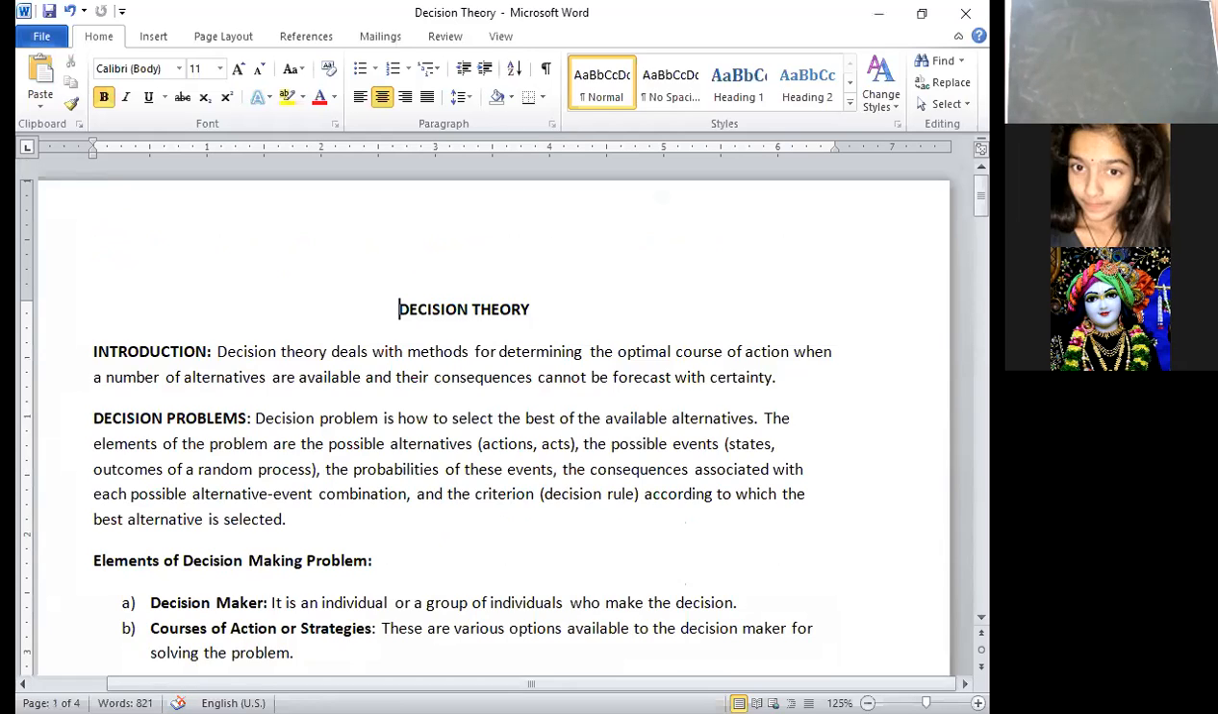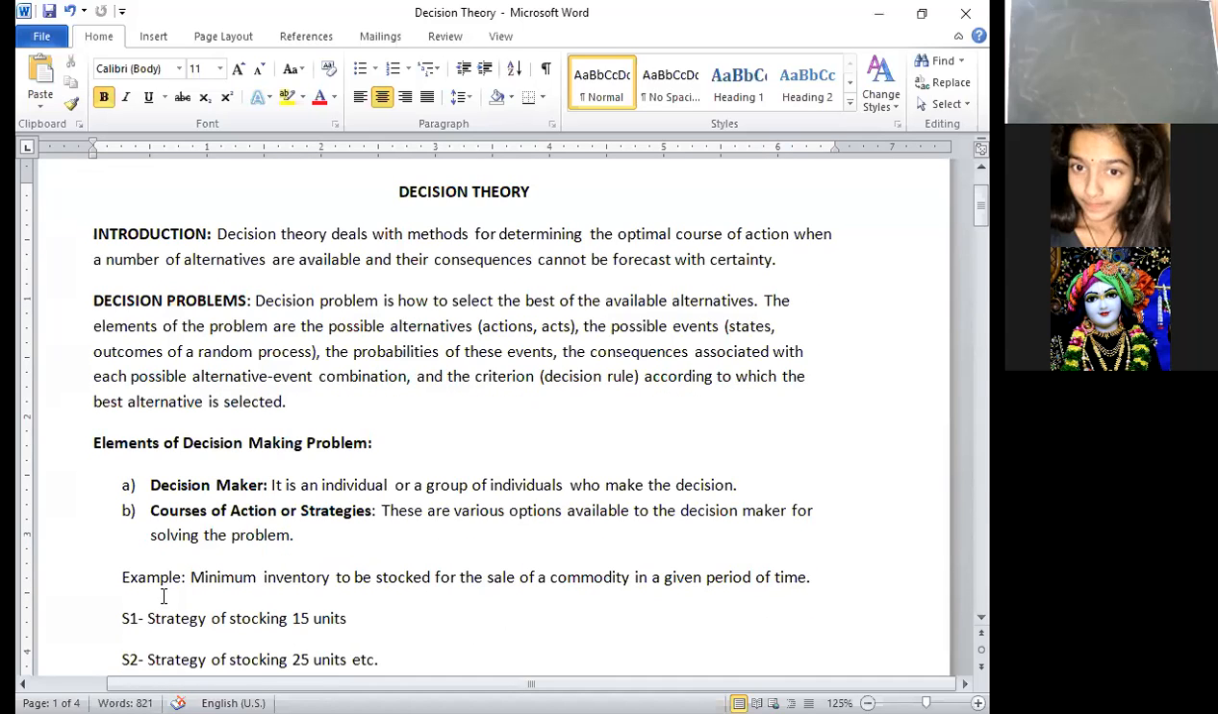Have you gone through the notes? Decision theory? I told you yesterday also to go through decision theory. Have you gone through it? No. Just go through the content. If you have not gone through it, go through the content of decision theory. Already we discussed decision theory in Markov chains also.